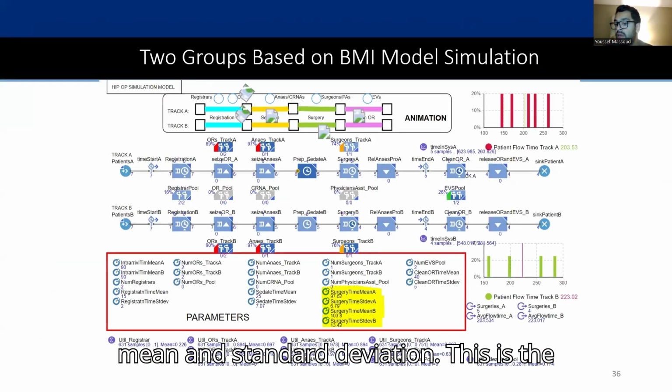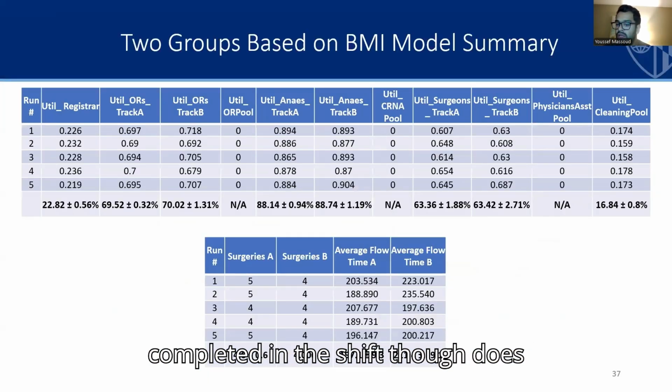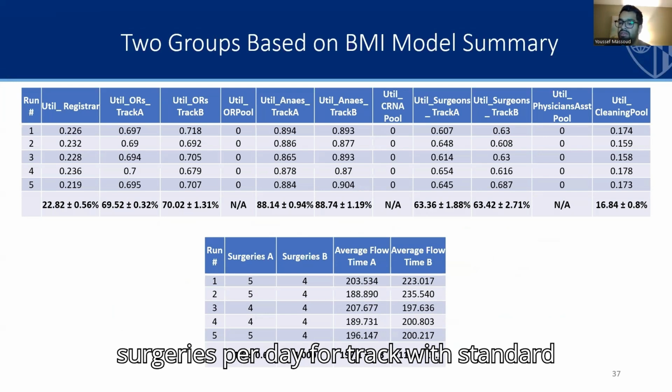This is the analogic model as highlighted in yellow. The mean and standard deviation for both surgery tracks are changed. The surgeries completed in the shift do increase slightly to an average of 4.3 surgeries per day per track with a standard deviation of 0.42 from the base case.